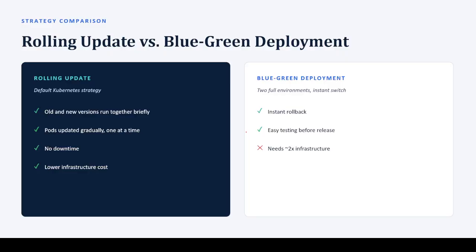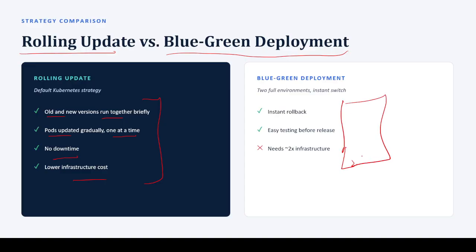Now the important thing is the difference between rolling update and blue green deployment. What is the difference between these two? In a rolling update, as we have already seen, old and new versions run together, and pods are updated gradually one at a time. There is no downtime and lower infrastructure cost. Cool. So in blue green, let's say this is my pods of version v1.